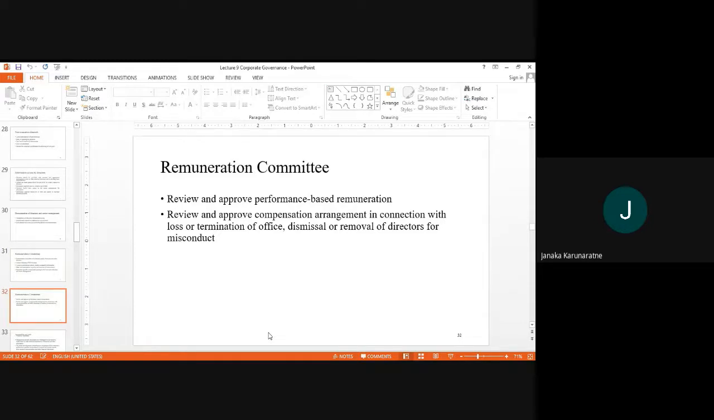Again, review and approve the performance-based remuneration. Today many institutions fix remunerations based on performance, not simply enhanced remuneration, so that the management can perform well and achieve targets much more than under a fixed, rule-based remuneration. Review and approve compensation arrangements in connection with loss or termination of office, dismissal or removal of directors. Very important.